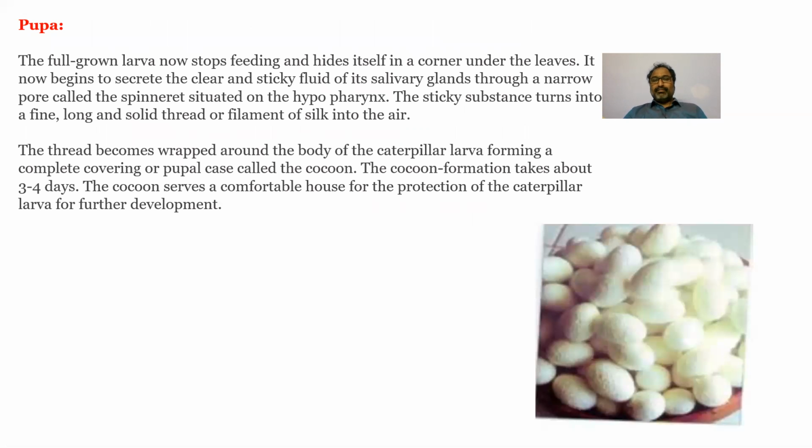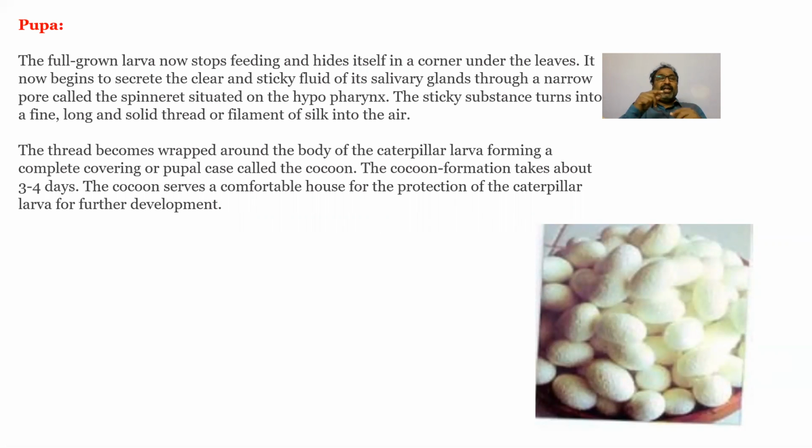These look like beautiful whitish pearly cocoons. They are called cocoons. Of course, it is the best stage of the silk moth, the pupal stage. A full grown larva now stops feeding. After attaining the size of 8 centimeters, it will stop feeding and hides itself in a corner under the leaves.